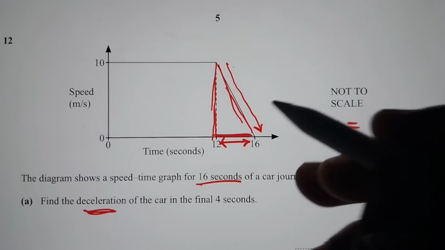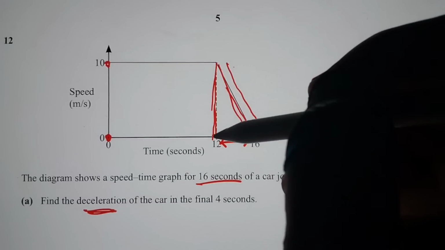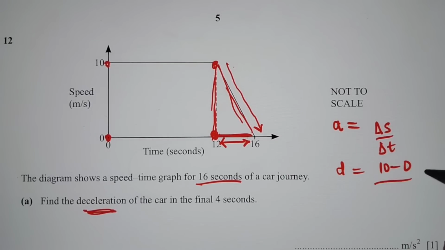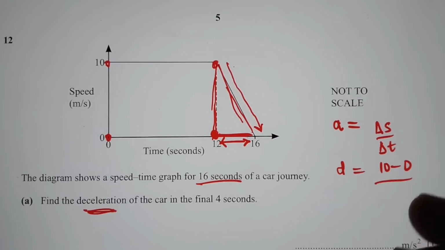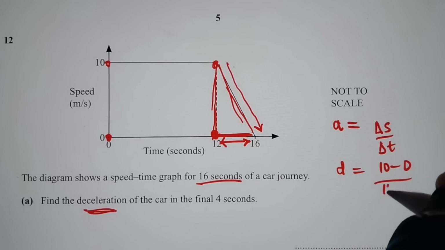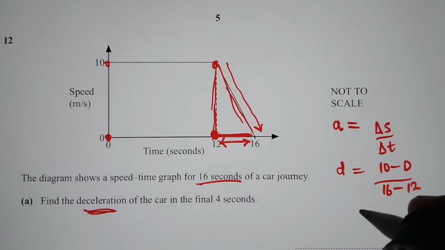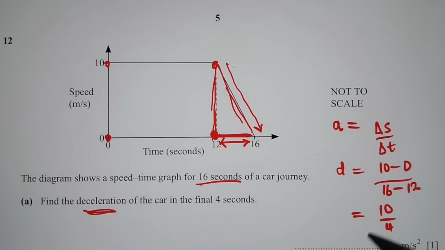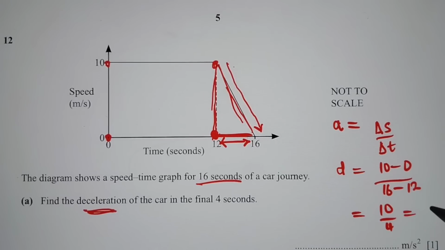So change in speed is going to be, this is 0 to 10, which is the same thing for here, 0 to 10. So we're going to say 10 minus 0, then divided by change in time is 16 minus 12, which is 10 over 4. And 10 divided by 4 will simply give us 5 over 2, which is 2.5. So your final answer here is simply 2.5.